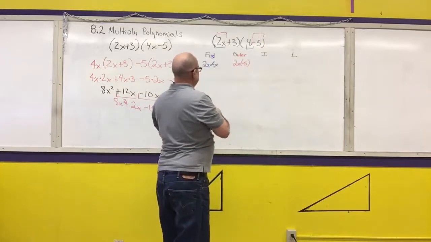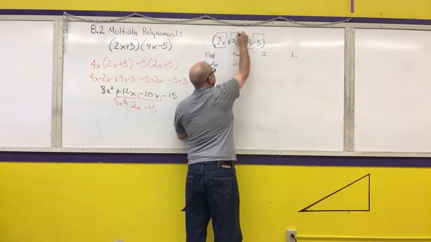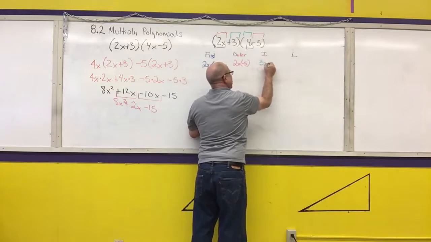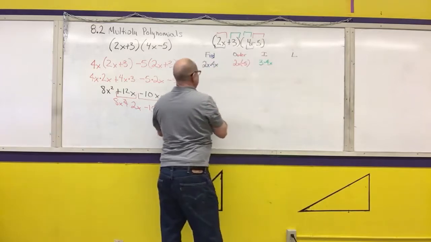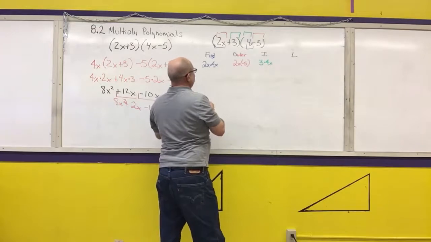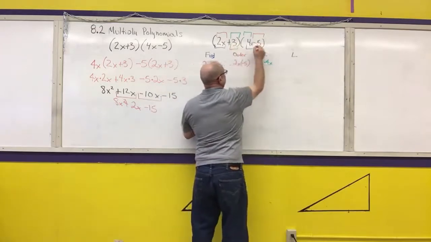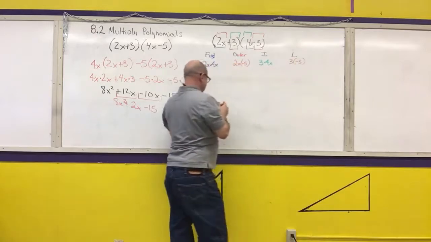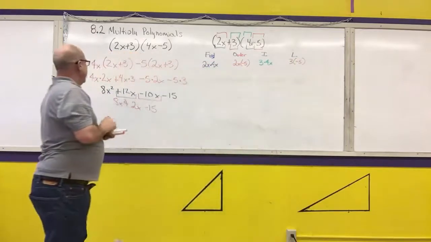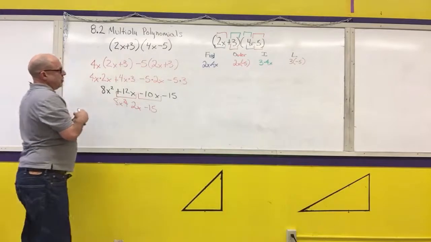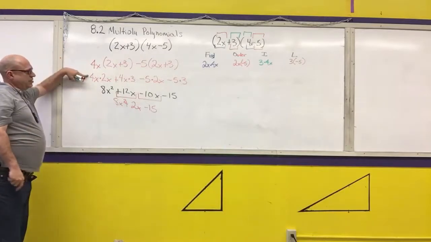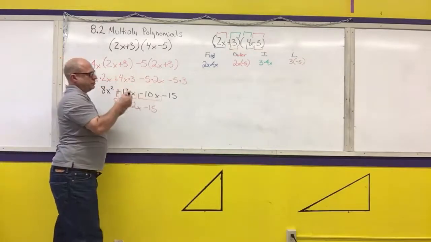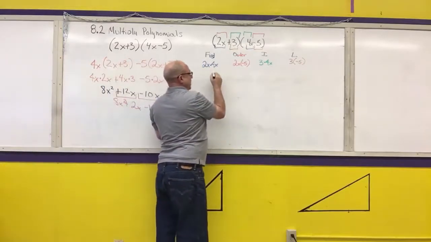The I stands for inner, so that would be 3 times 4x. And the L stands for last, and that would be 3 times negative 5. And I'm going to do these multiplications. Please note that they are the exact same multiplications that I ended up with using the distributive property, just in different orders. 4 times 2 is 8.